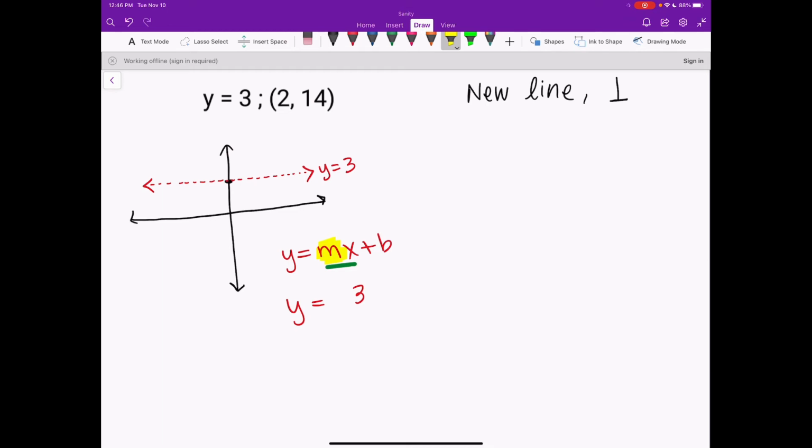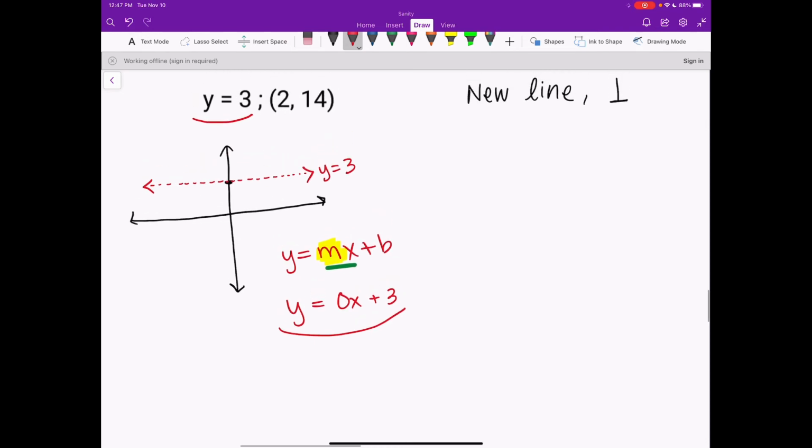So it's going to disappear. Technically, there is a hidden 0x in front of that +3. All right? So again, y equals 3. Another way to write the same thing is y equals 0x plus 3. It has a slope of 0, obviously.